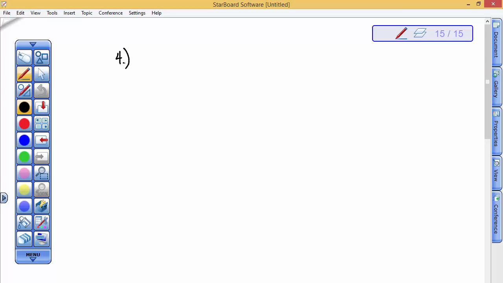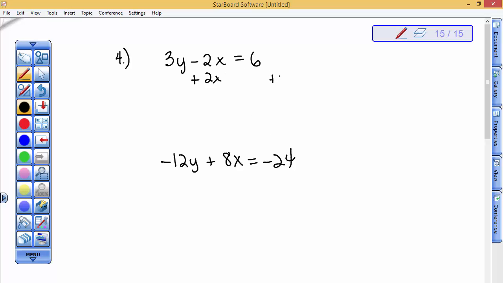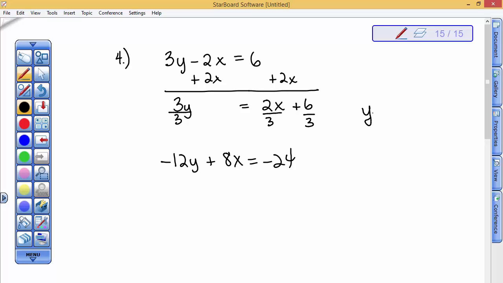The next question, they end up being the same two lines. So I'm going to give myself some space to solve these and get them in terms of y. So I'm going to add 2x here and add 2x here. So I'll have 3y equals, I'm going to put the 2x first and then the 6, and then I'm going to divide both sides by 3. So this equation turns out to be y equals 2/3 x plus 2. 6 divided by 3 is 2.